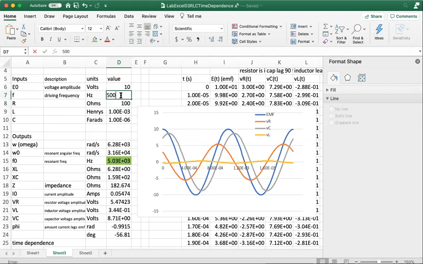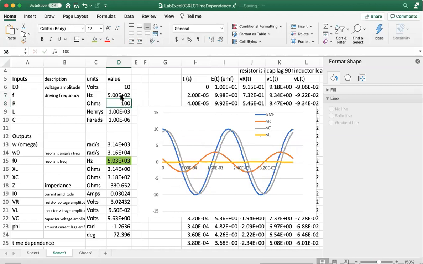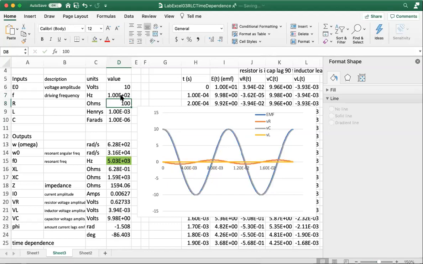Let's go all the way down to 500 hertz. And there we see the resistor voltage is just kind of out of phase. The inductor voltage is gone, and the EMF and the capacitor are converging. If I go all the way down to 100 hertz, which is where we started, then boom, basically the capacitor is the only thing with voltage across it at that point.